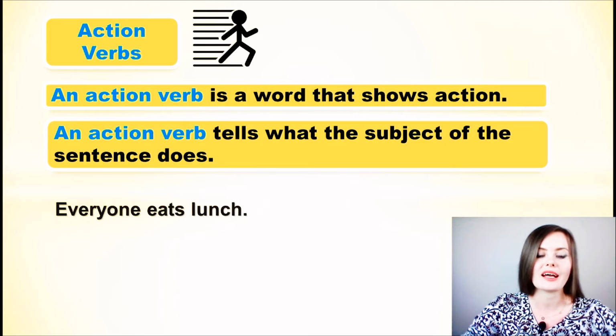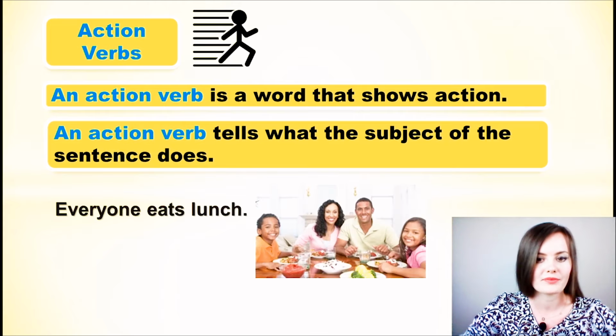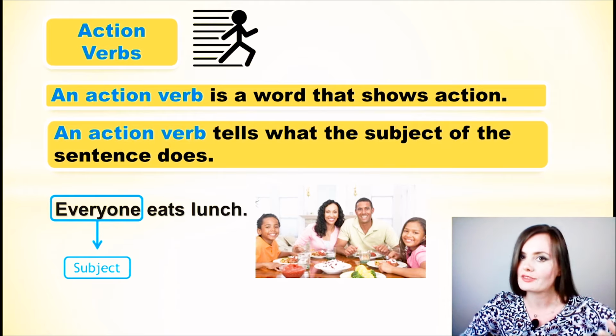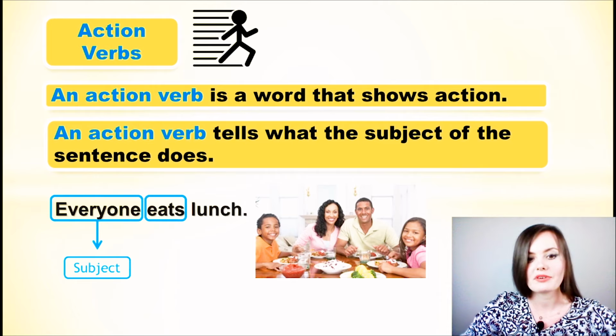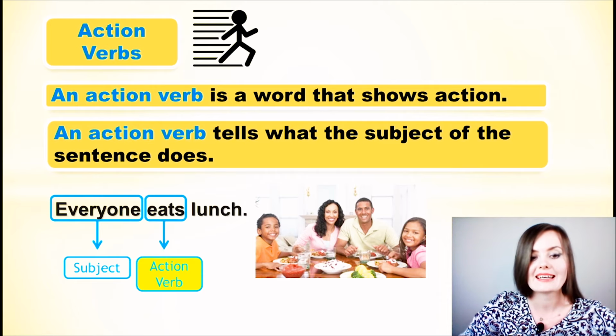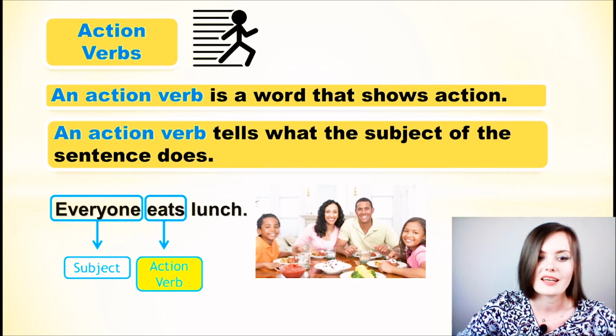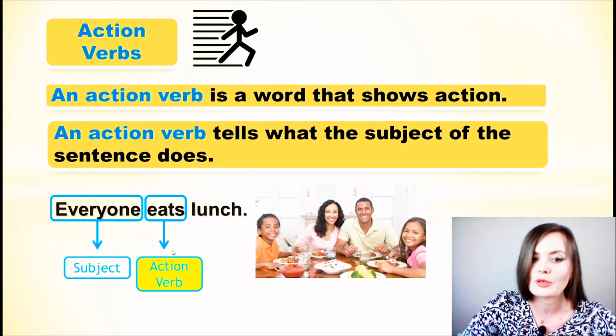Let's read the next example. Everyone eats lunch. We just had this sentence. So what is the subject in this sentence? Yes, everyone is a subject. What does everyone do? Everyone eats. So eats is an action verb. Again, an action verb tells what the subject of the sentence does. We can see a subject, this is everyone, and what does everyone do? Eats. So eats is an action verb.